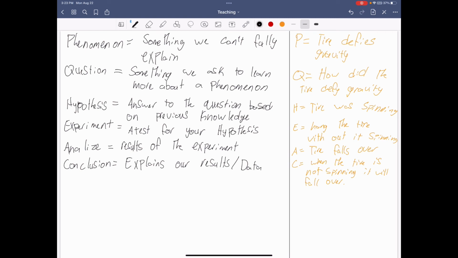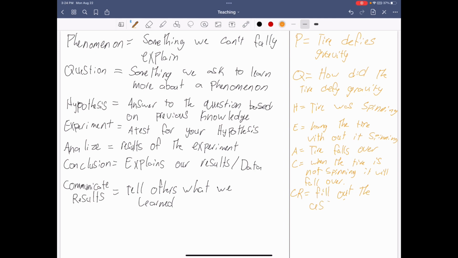Last we have communicate results. So we tell others what we learned. Now, in the scientific community, that would probably involve trying to publish your information into what's called a peer-reviewed journal, where other scientists will review what you learned and try and determine if you did a good, well-performed experiment. Okay, communicate results. In this case, we fill out the assignment. Okay, and it's that simple.